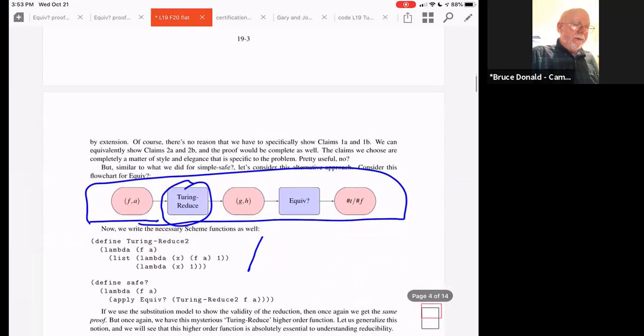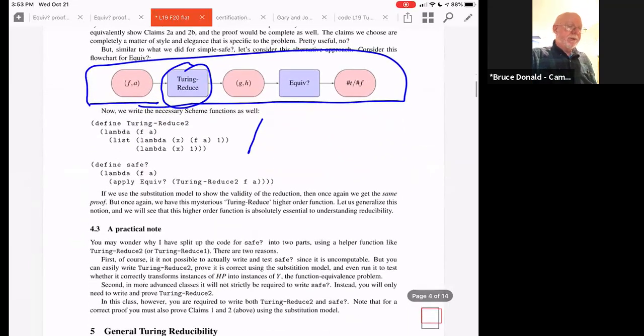Okay. Now, you also need to write some words for this, and you have to say why it is true. The main thing you have to show is that f halts on argument a if and only if function g equals function h. And there's some language here in the notes about some of the, not subtleties of doing that, but some of the practical implications. So now we know something about how to prove these things.